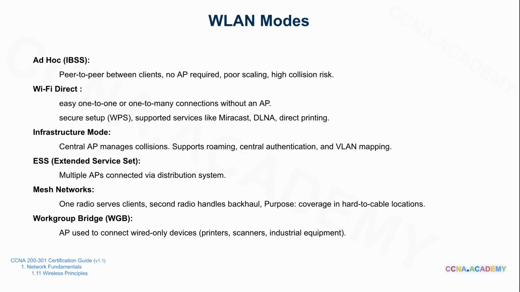Different WLAN modes define how devices communicate. Ad hoc mode enables direct client-to-client links, but does not scale. Wi-Fi Direct improves this by adding security and service support. Infrastructure mode, the most common approach, uses APs to coordinate access and roaming. Mesh networks extend coverage without cables, and workgroup bridges connect wired devices to wireless networks.